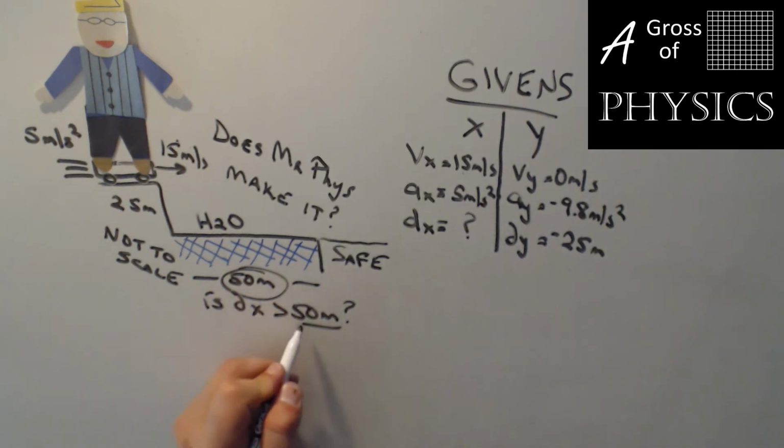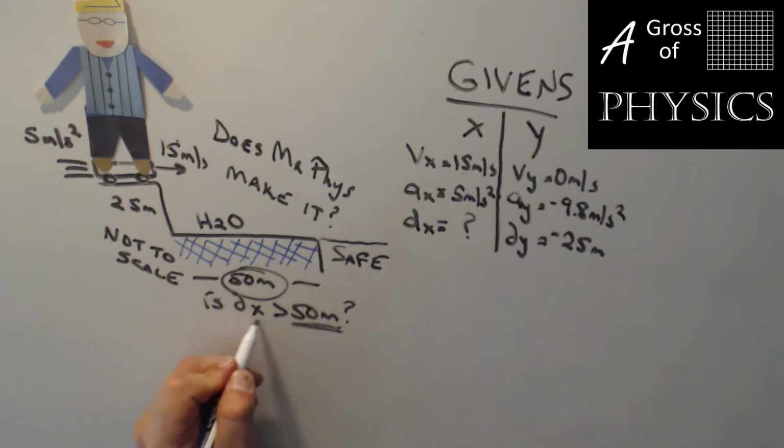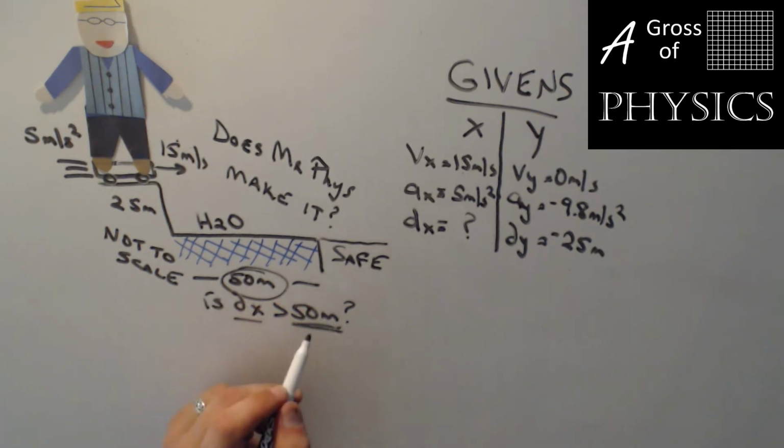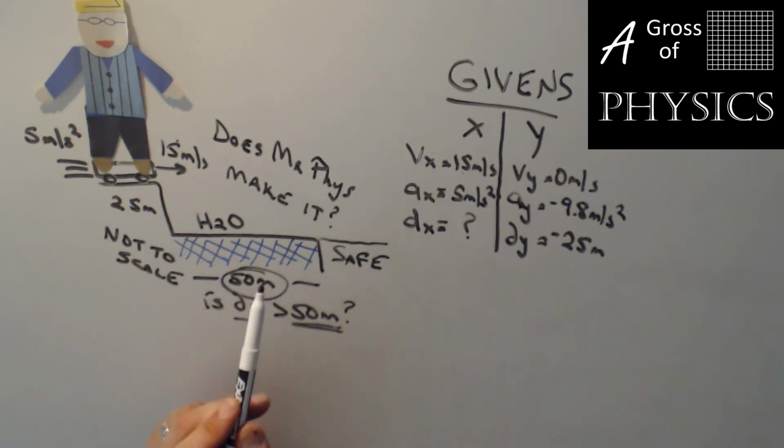So in this case, the 50 is actually our condition. It's our comparable number. So we're going to find dx and compare it to 50. Is it greater? If so, he's safe. If dx is less than 50, Mr. Fizz gets wet. Now, since the depth of the water doesn't really look that thick compared to him, it wouldn't be that big a deal, but I'm sure the embarrassment would be the main culprit.